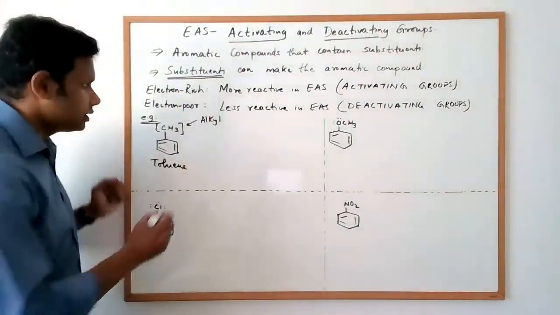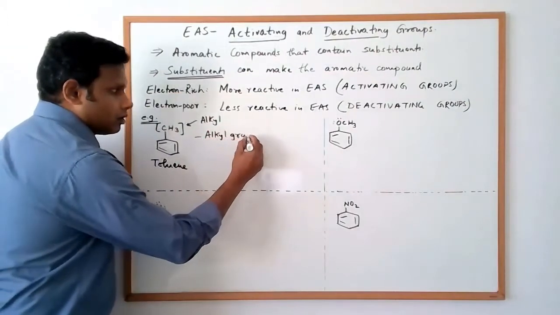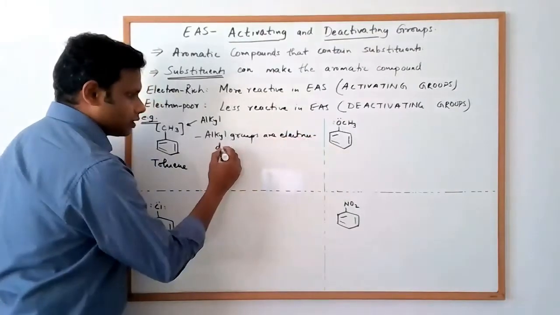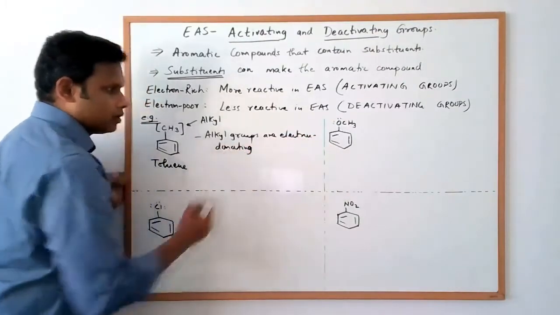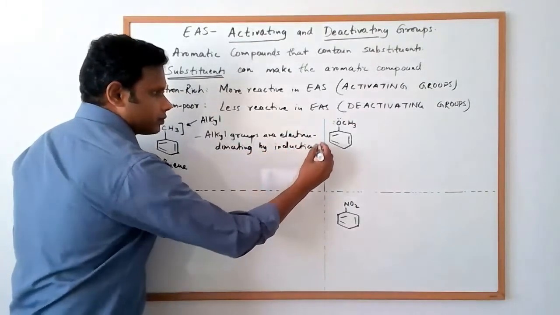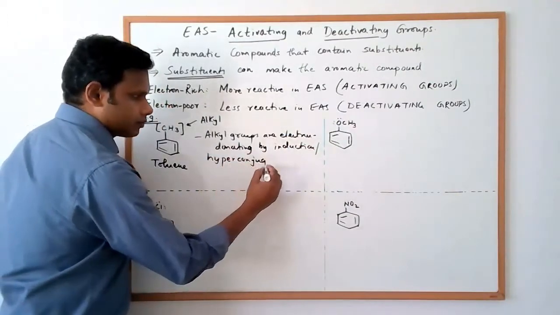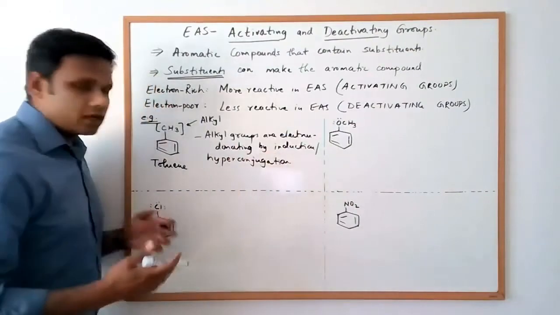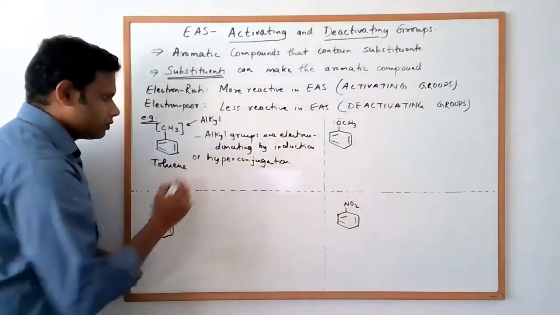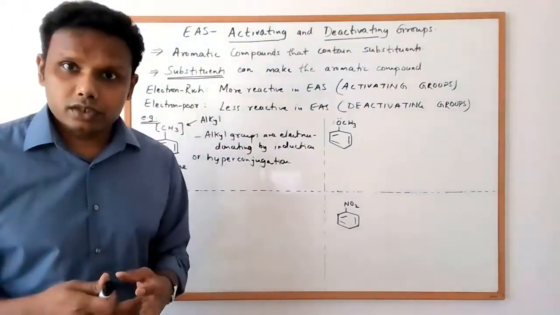Now in this particular case, what we know is that alkyl groups are electron donating by induction or through hyperconjugation. So there are two effects that we can talk about here. We can talk about induction, or we can talk about hyperconjugation. So the alkyl groups are electron donating to the ring.